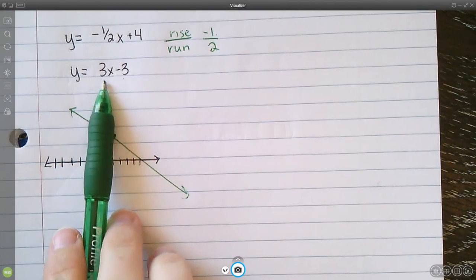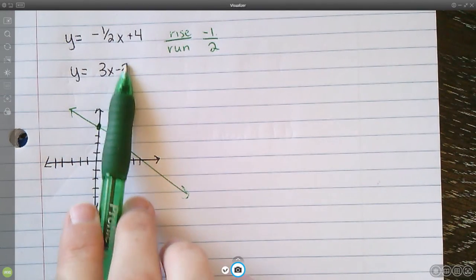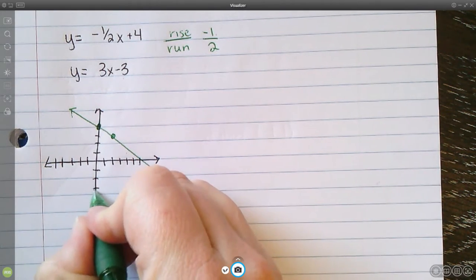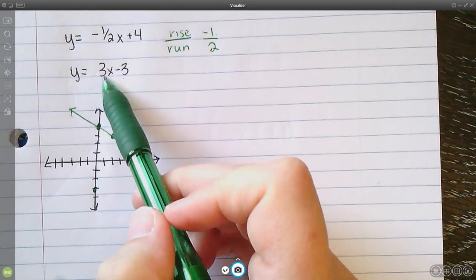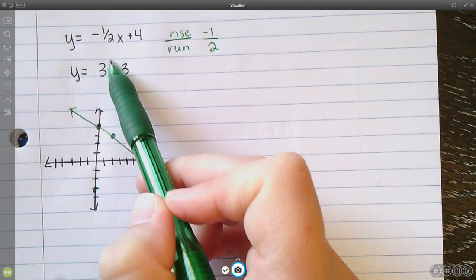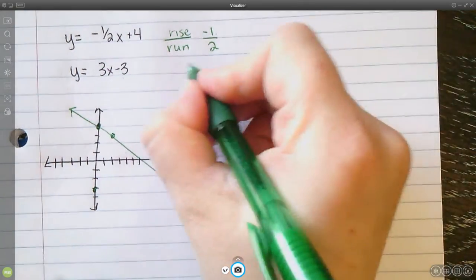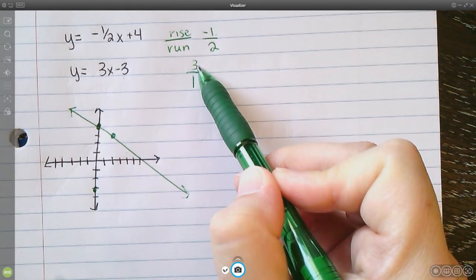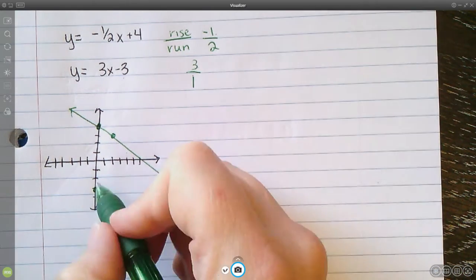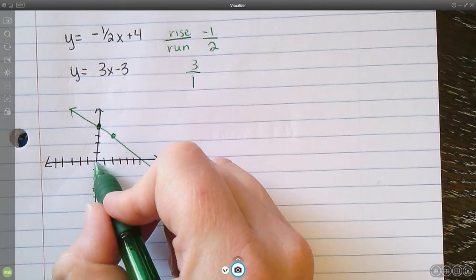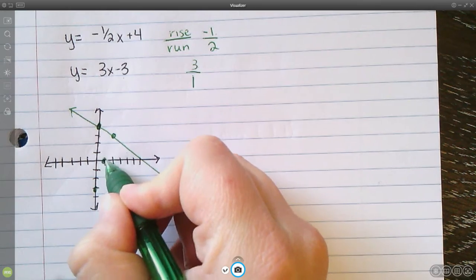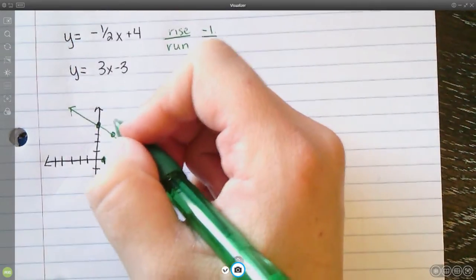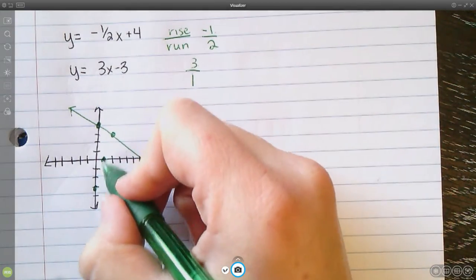And then the second one is 3x minus 3. So we're going to start at -3. So you go down to 3, 1, 2, 3. How do I write the number 3 as a fraction? Well, that's just going to be 3/1. So we rise 3 and we run 1. So 1, 2, 3, and here. And then we connect these 2 points.